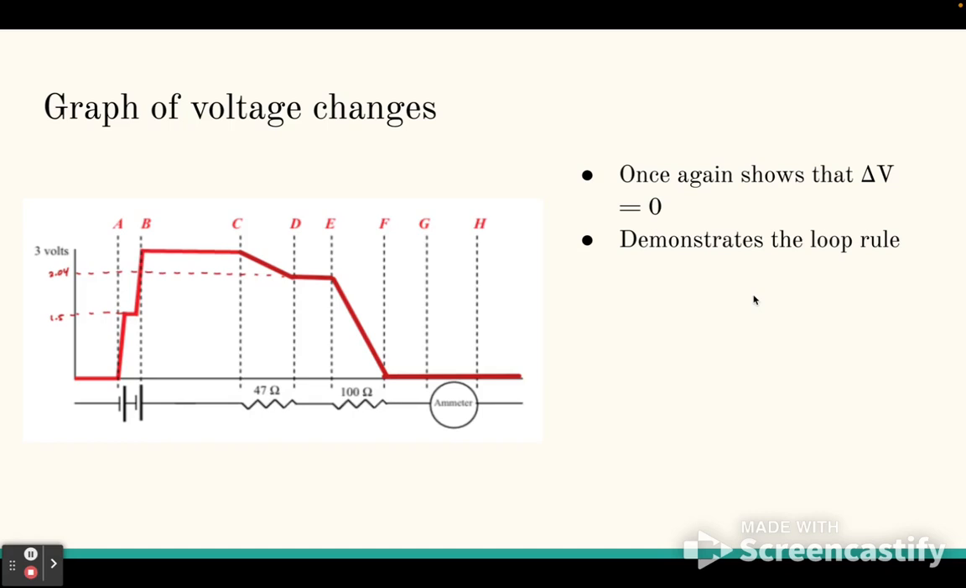This is the graph of the volt changes. This just basically demonstrates that delta V is 0. Again, that's because you start at 0 and then you end up back at 0. So once again, it just demonstrates the loop rule.